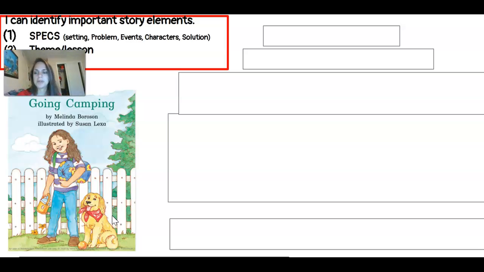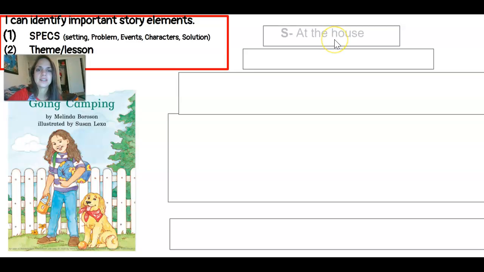Okay, so our purpose for rereading that text was to identify the setting, the problem, events, characters, and solution, those important story elements, and then to think about the theme or lesson. So let's think. What was the setting? Where is this story taking place? Go ahead and say that out loud at your computer. Let's check your thinking. At the house. Who are our characters?